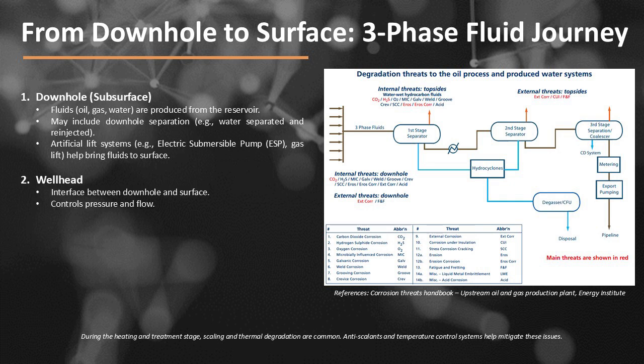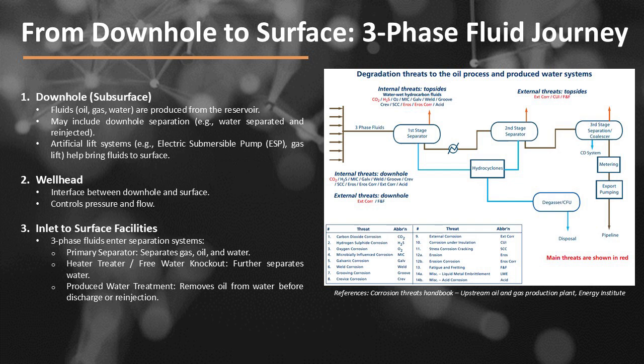Number 2 of three-phase fluid journey after downhole or subsurface is wellhead, interface between downhole and surface, controls pressure and flow. Number 3 of three-phase fluid journey after wellhead is inlet to surface facilities. Three-phase fluids enter separation systems, primary separator, separates gas, oil, and water, heater treater or free water knockout, further separates water, produced water treatment, removes oil from water before discharge or re-injection.